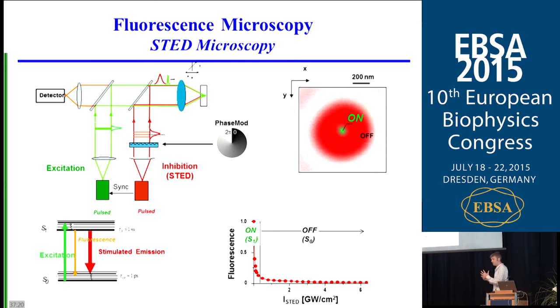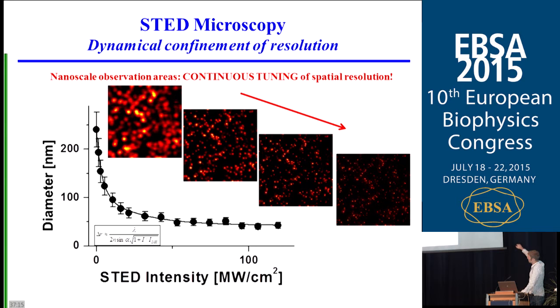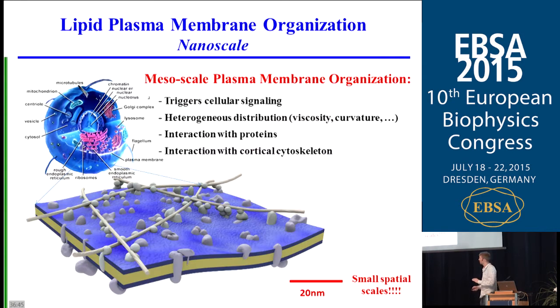And that's one basic feature of the STED microscope, because we can tune the diameter and thereby the spatial resolution of our microscope with the intensity of the STED laser. Like shown here for fluorescent beads, if we increase the STED intensity, we can reveal details of the sample much, much better, and we can continuously tune the size of the resolution or the observation spot size. It follows this square root law on the intensity.